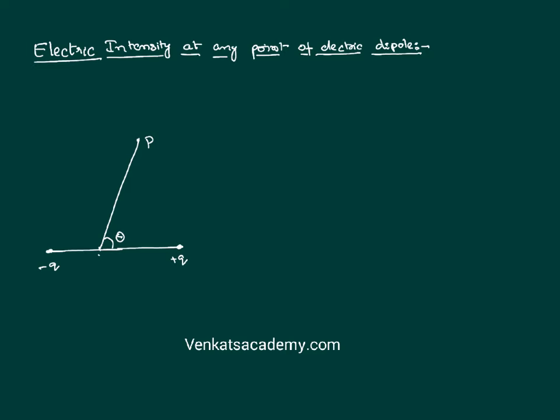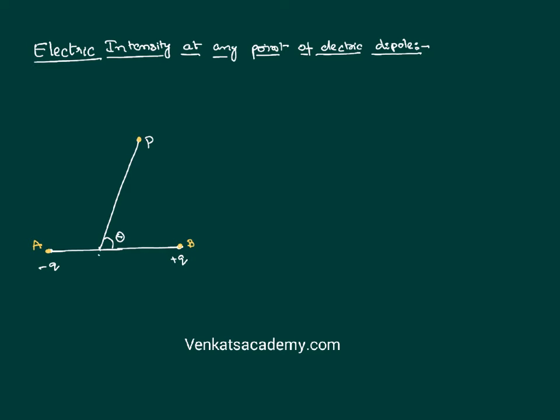Hello everyone. Today in this video lesson we would like to calculate electric intensity at any point P which is making an angle theta with the axial line of an electric dipole. We know an electric dipole is a combination of two charges having the same magnitude but opposite direction. I have considered them as minus Q and plus Q. Let me imagine these points as A and B.